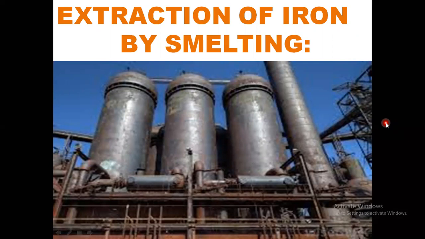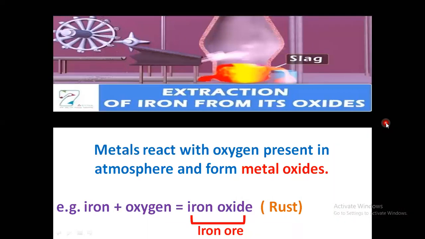Clear? As you know, students, oxygen is abundant in the atmosphere, and most metals are reactive, right? Except gold, silver, or platinum. So metals, when they react with oxygen present in the atmosphere, form metal oxides. Let's take an example of iron. When iron reacts with oxygen, it forms iron oxide, which is an iron ore, and it is commonly known as rust. Now, we need to know how to remove this oxygen to get pure metal iron from iron oxide.